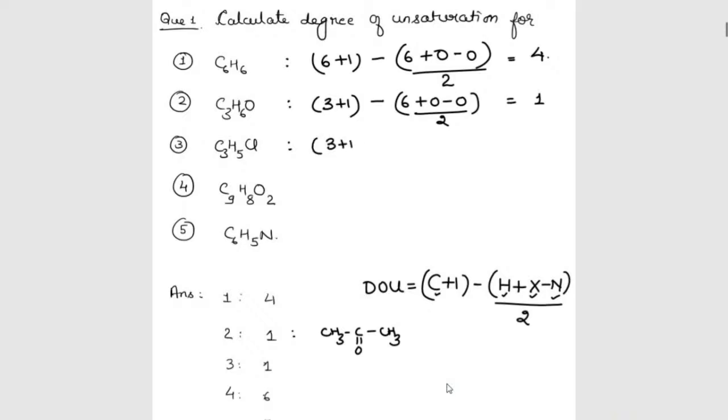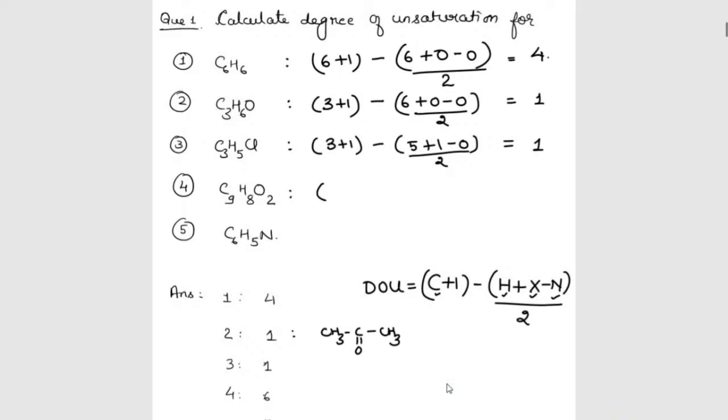Okay, coming to next, here we have chlorine also. So 3 plus 1 minus 5. 5 is the number of hydrogens. Plus halogen. We have 1 halogen, 0 nitrogen. Okay, so 6 by 2, 3. 4 minus 3, 1. Clear?